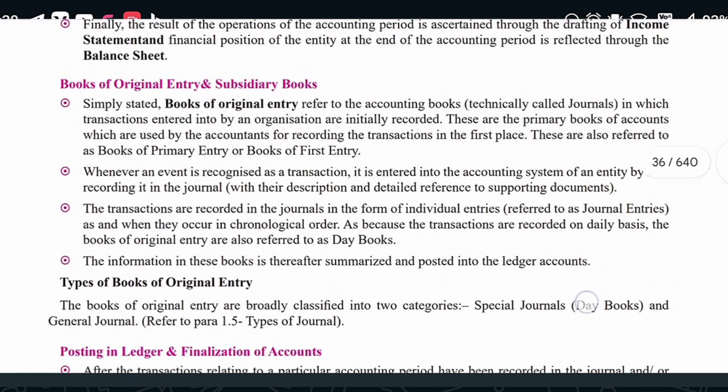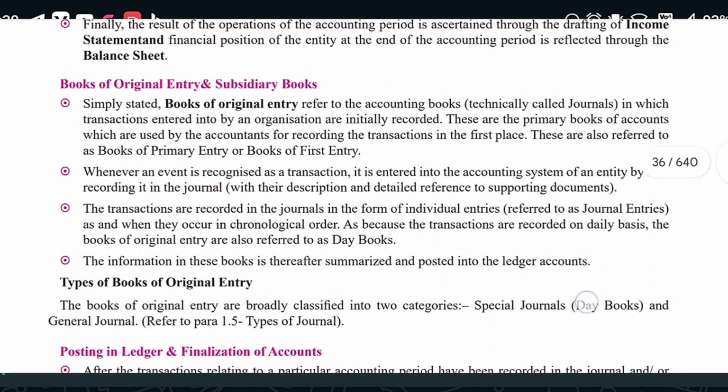When a transaction occurs, it's recorded in the journal. How do we record it? We use a description, with reference to supporting documents like receipts or invoices, in chronological order, the order in which the events happen. Then individual entries are passed, and that is what we call a journal entry.